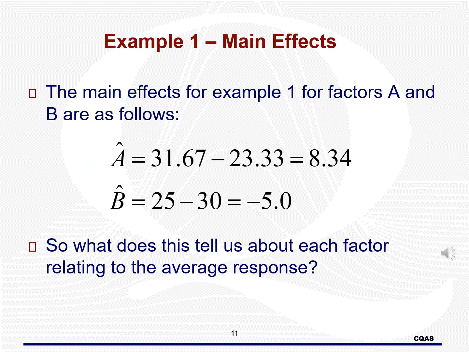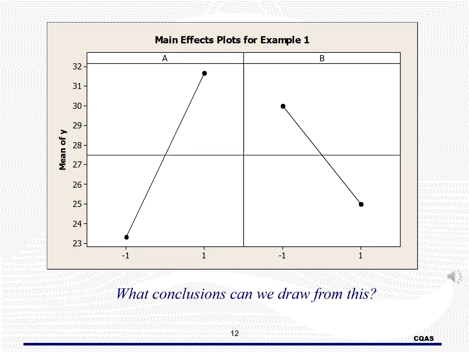Here are the results for the chemical experiment. The main effect for A is 8.34, and for B is -5.0. What does this tell us about each factor? As it relates to the overall average, for factor A, it tells us that as we change levels of factor A, the average response increases by 8.34. For factor B, the average response decreases by 5.0. This plot is called a main effects plot. It is a way for us to visualize what the main effects are. You can see from the plot for factor A, as we change the level from low to high, we see that the average response increases, and vice versa for factor B. You can get an idea of how important a factor is by assessing the slope of these lines.